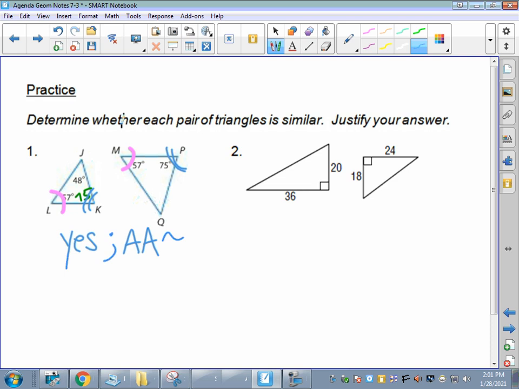I'm guessing you already know that angle Q is going to be 48 degrees. We can know that. We don't have to know that. Or you could have done Q instead of K. Either one would work.